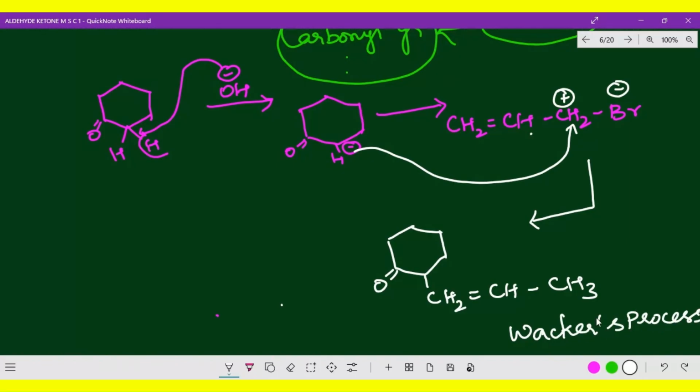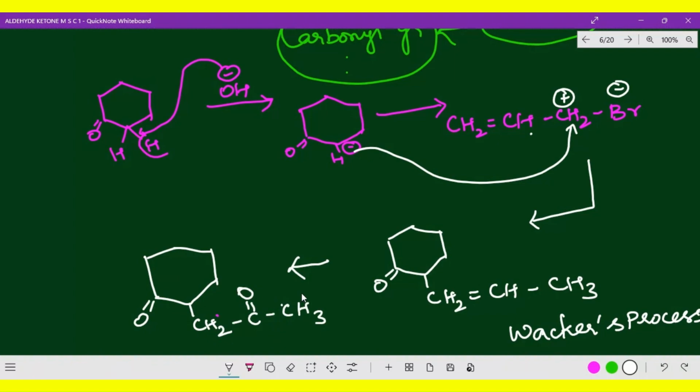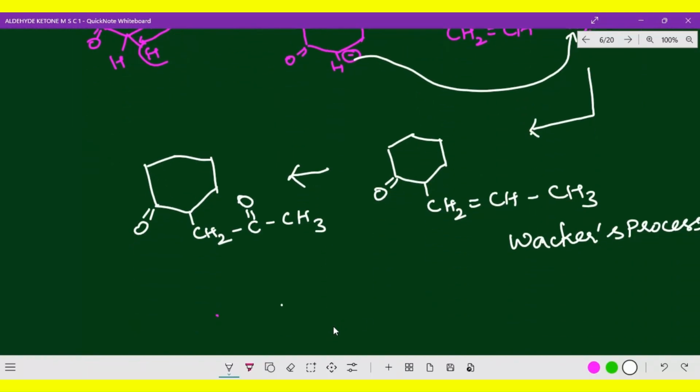What do you mean by Wacker's process? Alkene which is converted to carbonyl compound. So this bond is breaking, and you will get this compound. What is the compound? Here you will get double bond O, here CH2, C double bond O, here CH3. Why? Because the double bond, that is the alkene, is converted to carbonyl compound. That is only Wacker's process work. Right now we got the carbonyl compound. Now one more OH minus is going to react. Why? Because to get the product, the OH minus base is going to react.